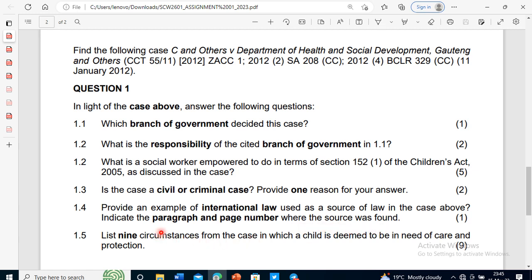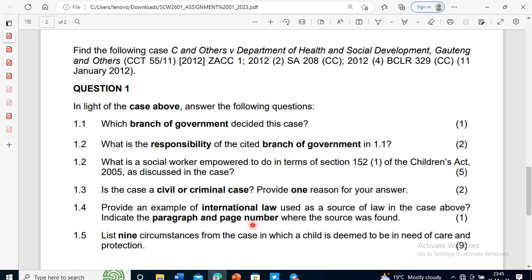So this one is kind of tricky for me, because they say provide an example of international law. I don't know if you have to state it or what, but you can state it. That's how I think. But yeah, it further states to indicate the paragraph and page number.